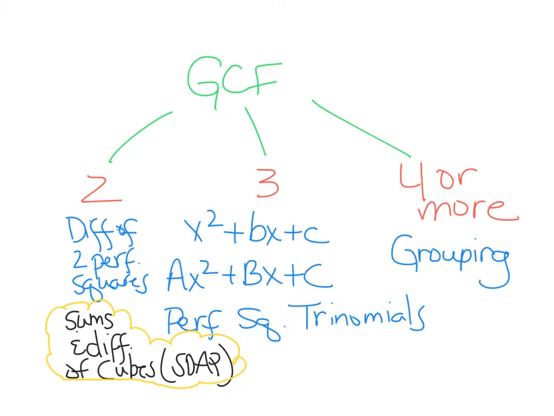Until today, if you have two terms, the only way to factor those was if we had a difference of two perfect squares. Today, you are going to learn the last type of factoring, which is sums and differences of cubes. And I wrote the word SOAP next to it because that's a mnemonic that's going to help you with these. All right, so here we go.